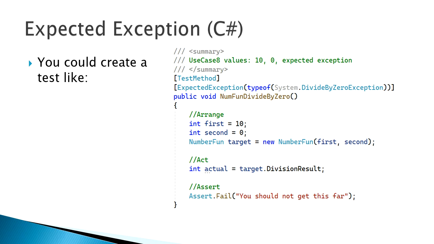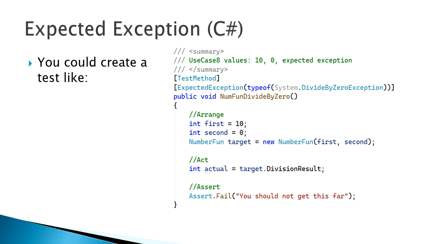Our act is just a call for the division result of our target object, and that should be stored in actual. No, it actually shouldn't. What we should do is we should get an exception. So the assert fail is there, because if we get past that line in the act, and we go even further without an exception being raised, then that is a failure. You should not get that far, right? And this will actually show a green light, a pass in the test runner, as long as we do get the exception we're expecting.